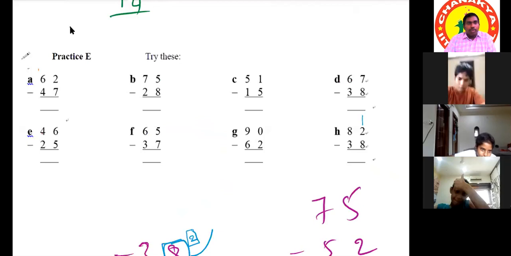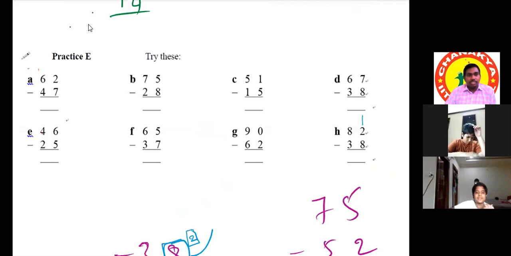Yeah. Now, whoever has a doubt, they can raise your hand. Only persons having doubt. Yeah. Ashwad Reddy, what is your doubt?